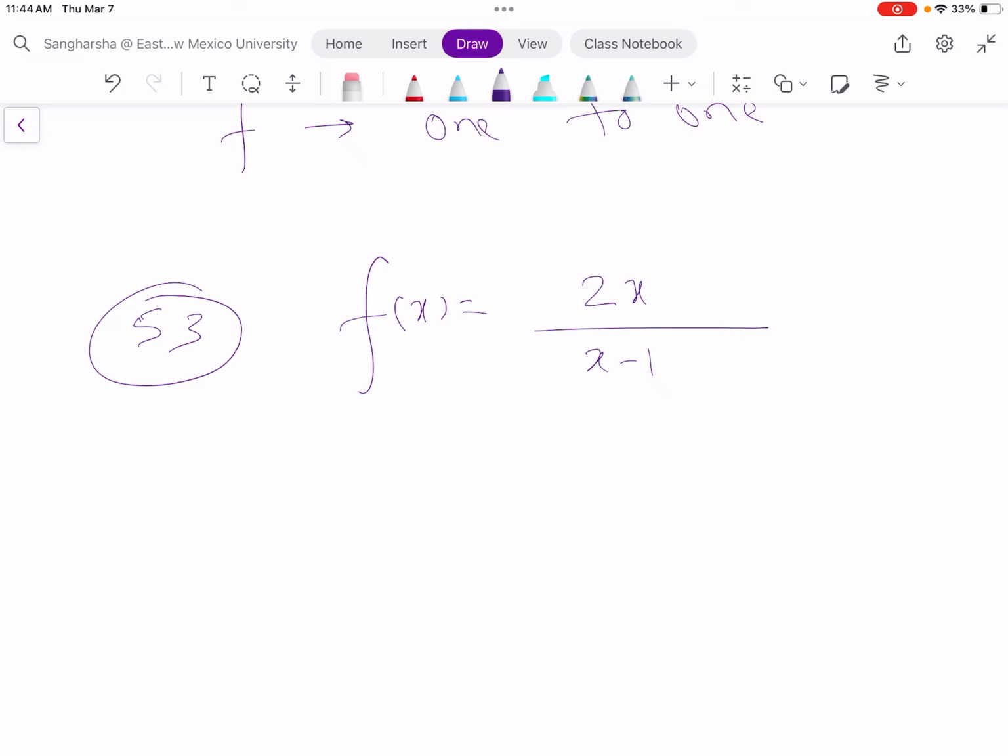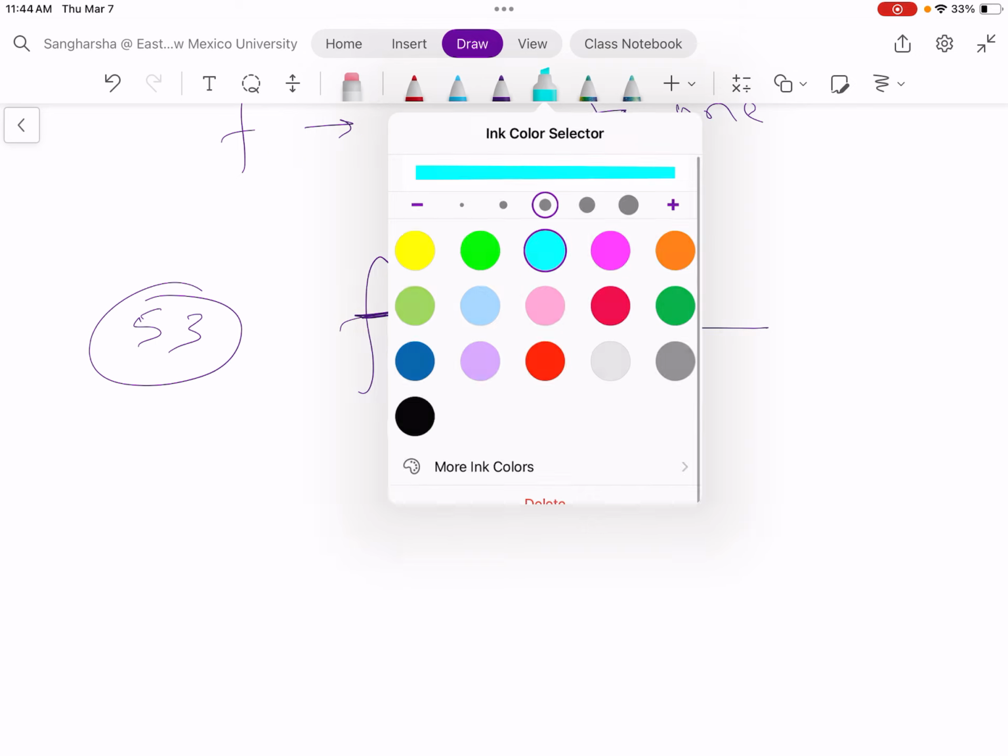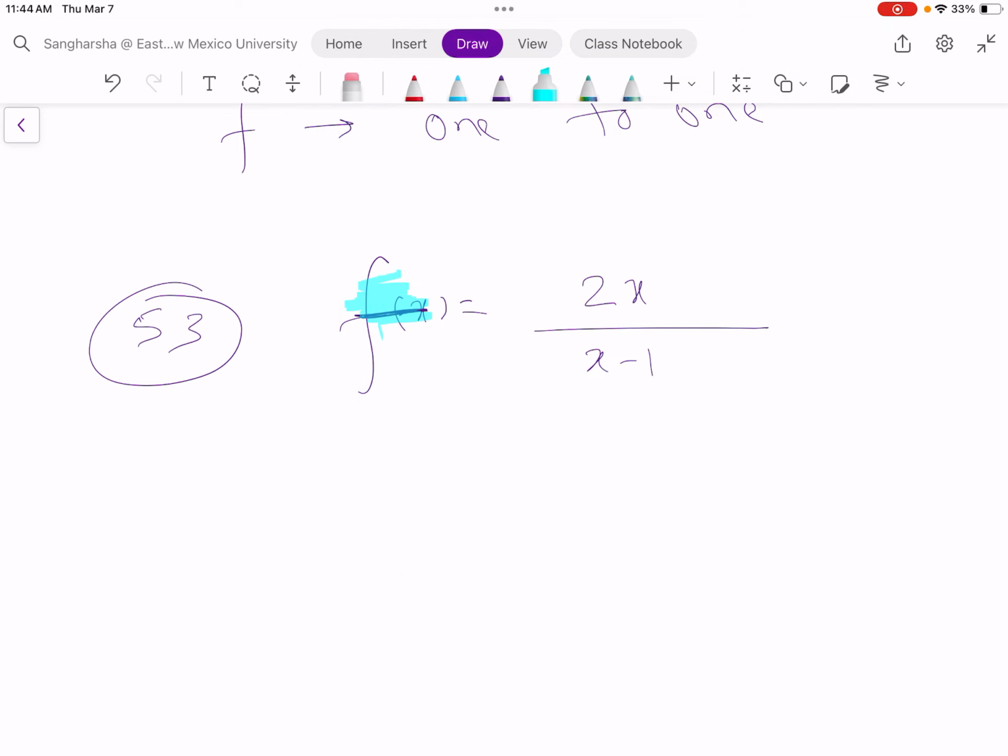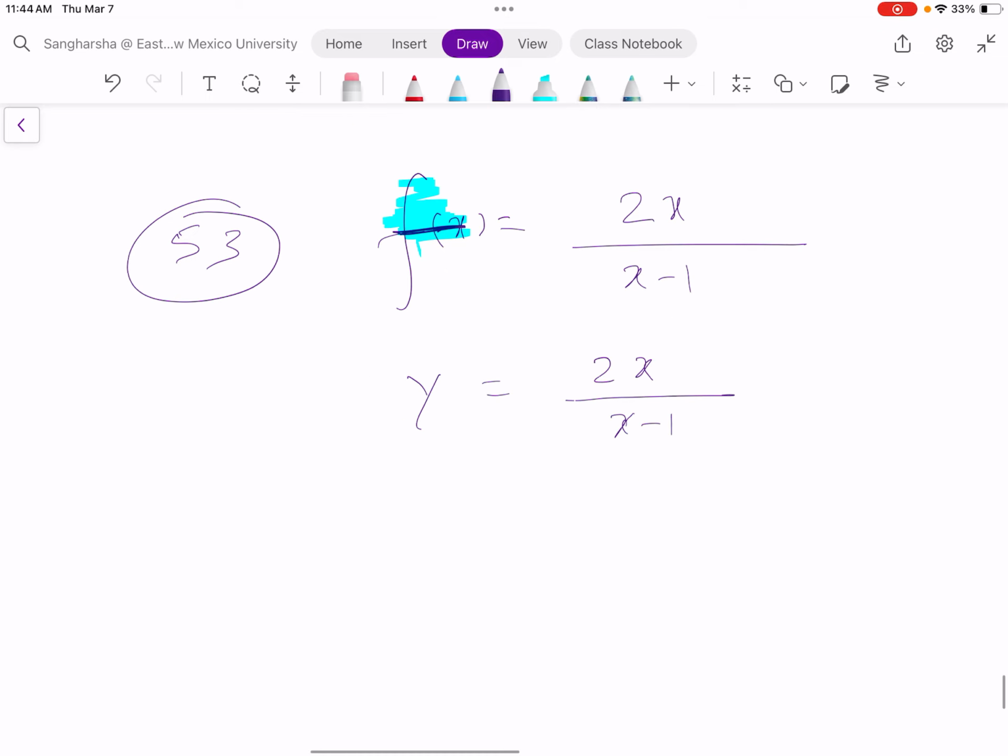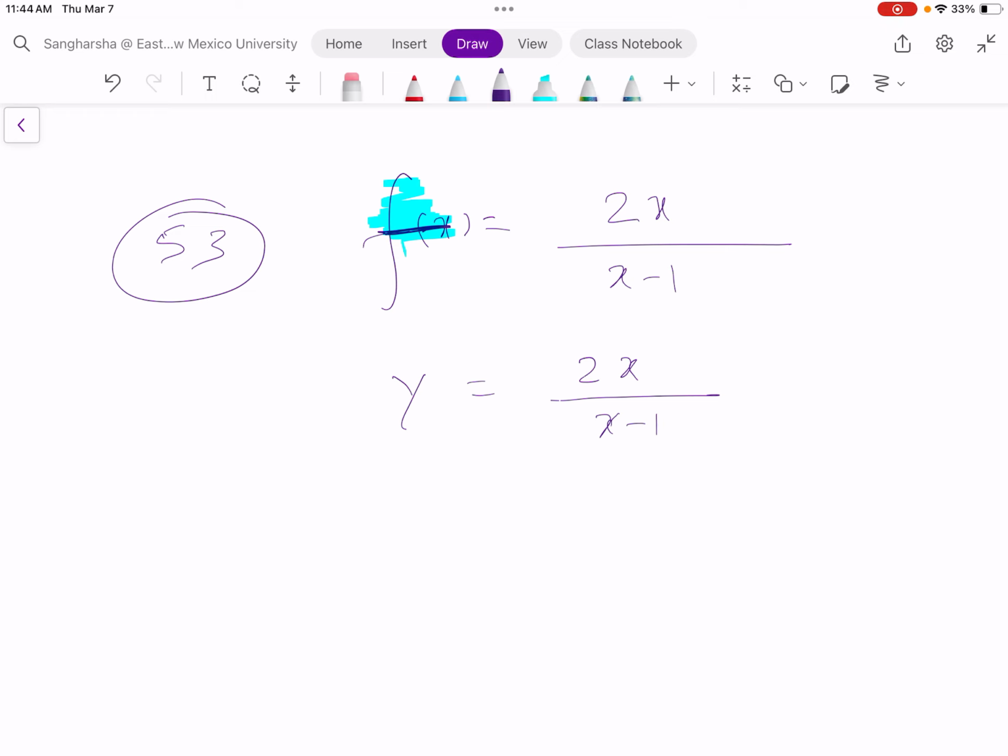We replace our f of x by y. So this is our f of x, and we replace this f of x by y. That is the very first step. So we have y equals 2x over x minus 1. Every time you are asked to find the inverse of a function, you replace your f of x, or you might have a g of x, and the process is the same. You replace g of x by y. You might have h of x, you replace h of x by y. And this is the first step.